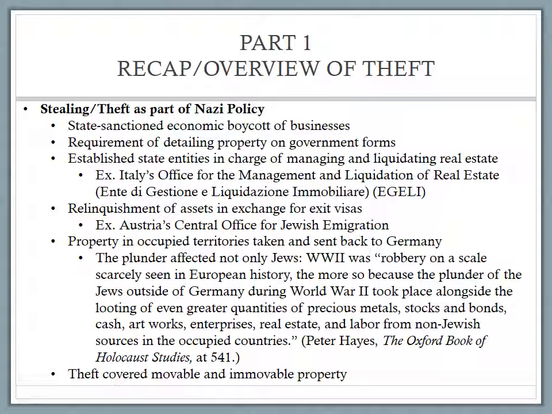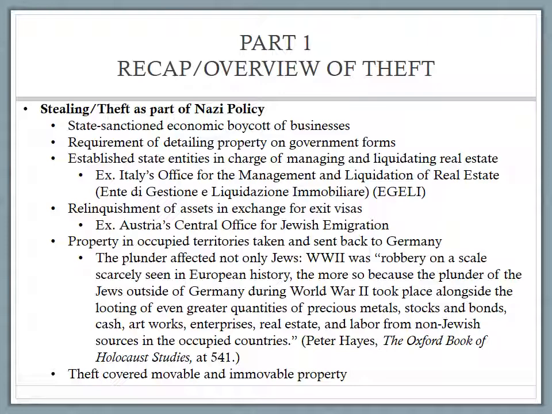Other examples of stealing or theft as part of Nazi policy included the establishment of state entities in charge of managing liquidated assets. An example of this was Italy's Office for the Management and Liquidation of Real Estate, also known as EGELI. It was set up in 1939 by the Italian government, but was largely unused between 1939 and 1943, after which the armistice agreement was signed with Italy and the Nazi-controlled Italian Social Republic was established in northern Italy.